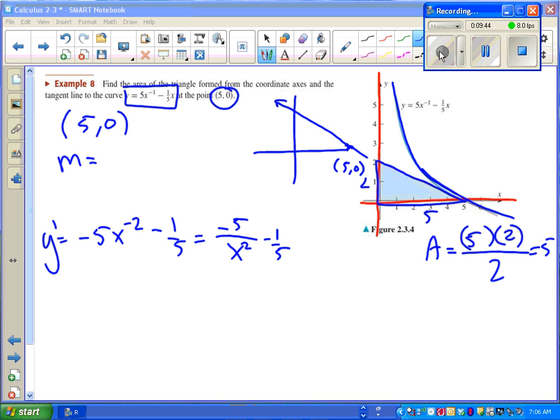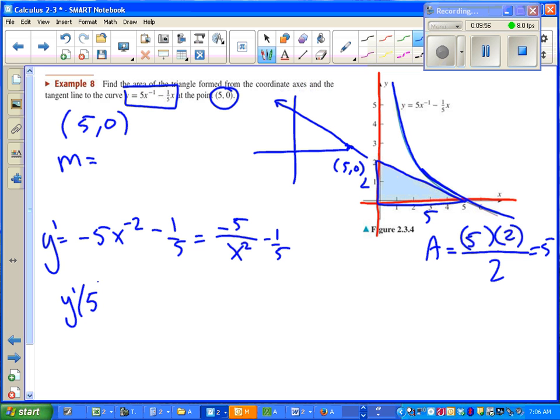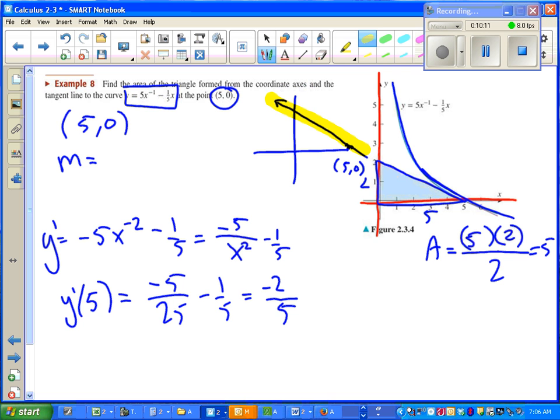Once we've got our derivative, we can find the slope at a particular point by plugging in whatever number we want. In this case, we want x to equal 5. So y prime of 5 would equal negative 5 over 25 minus 1/5, which becomes negative 2/5. And remember, my whole goal right now is to find the equation of the tangent line. Once I know the equation of the tangent line, I will be able to find out exactly where that y-intercept is. So I go through my point slope formula.